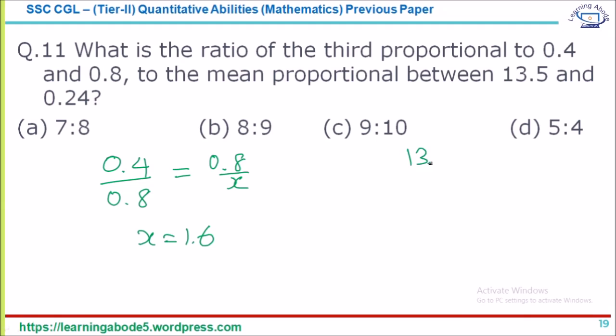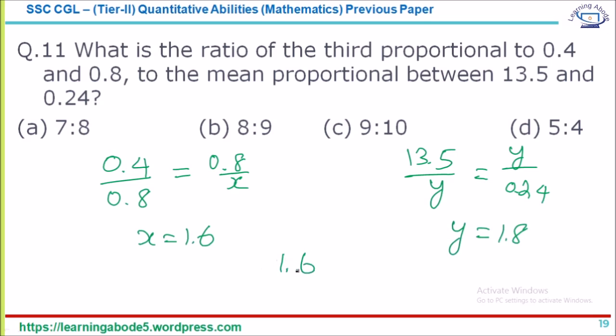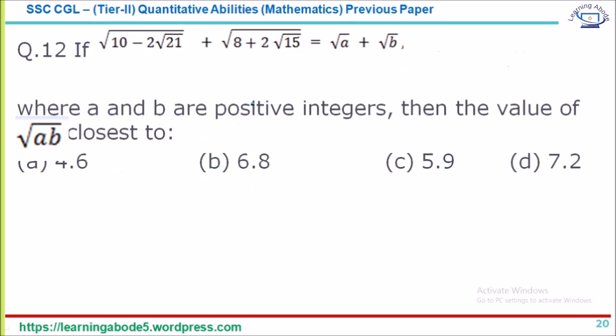The other side you want to find the mean proportional. Okay, so that is 13.5 by y is equal to y by 0.24. Now this is how you get the mean proportional. Okay, so you solve for y, you will get y is equal to 1.8. So 1.6 by 1.8, that's equal to 8 by 9. That's answer option B, right, for question number 11. Now next question.